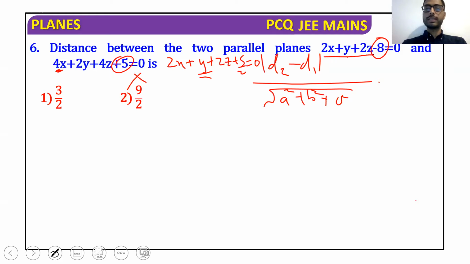2x plus y plus 2z, 2x plus y plus 2z plus d1, plus d2. So d1 is minus 8, d2 is 5 by 2. You can now use your formula d2 minus d1, and a, b and c are 2, 1 and 2. So under root 9 is equal to 3. Just substitute in this formula and you'll get the distance between the two planes.